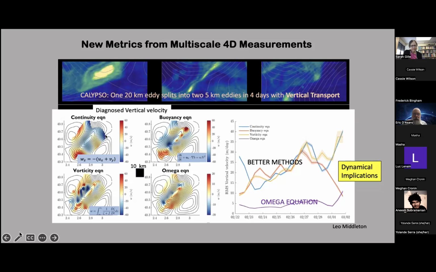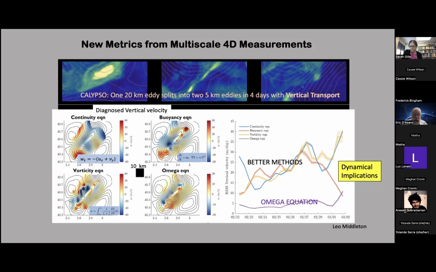So these vertical velocities from continuity and from buoyancy and from vorticity are these curves here, and they're all pretty much the same. And they're pretty big numbers, 20 meters a day RMS. Other numbers, obviously the peaks are bigger, and the omega equation is much lower. And I'm not going to emphasize what the dynamical implications are, but it's pretty clear that they're there.